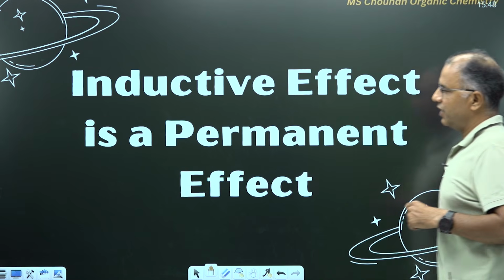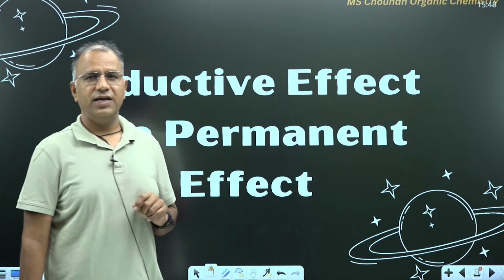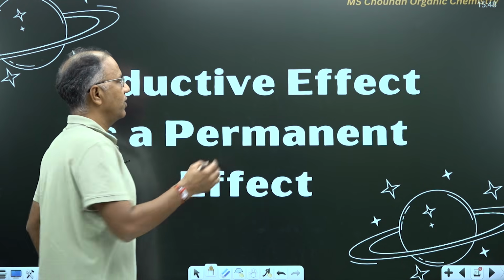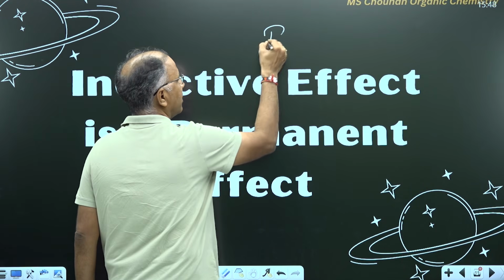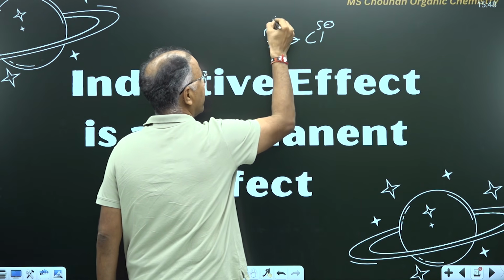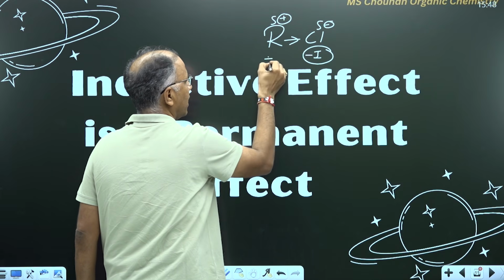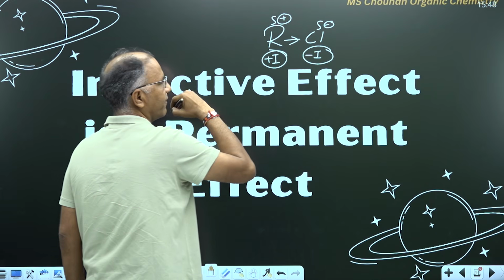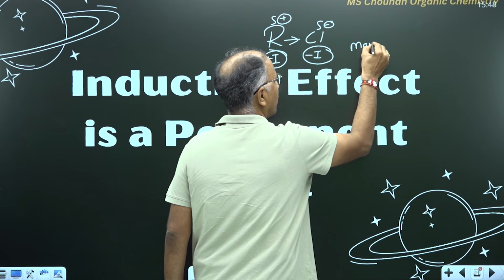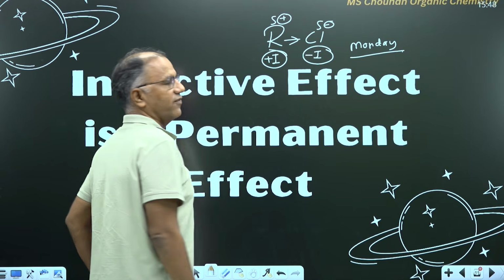Now is this inductive effect a permanent effect or a temporary effect? It is a permanent effect. How is inductive effect a permanent effect? For example, this is our alkyl chloride. This is delta minus, delta plus. This means it is showing minus I effect. The alkyl group is showing plus I effect. Let us consider today is Monday. On Monday, chlorine is showing minus I effect.